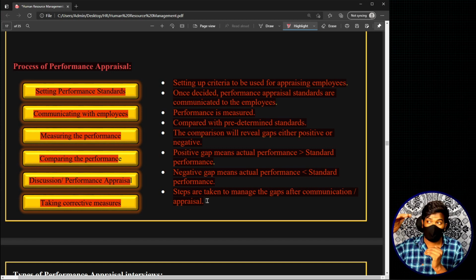As I already told you, both of them are linked, because this particular performance appraisal is a part of the performance management process, right? Now this is basically the process of performance appraisal.